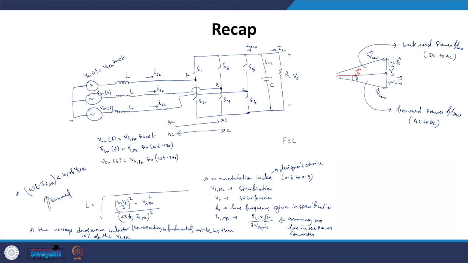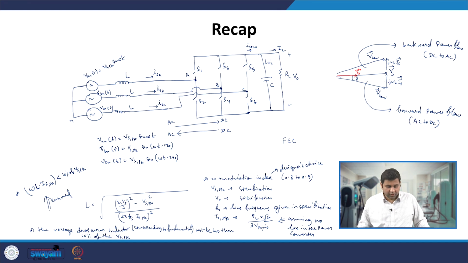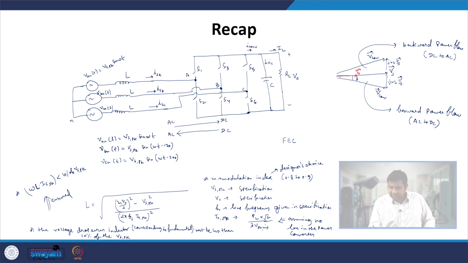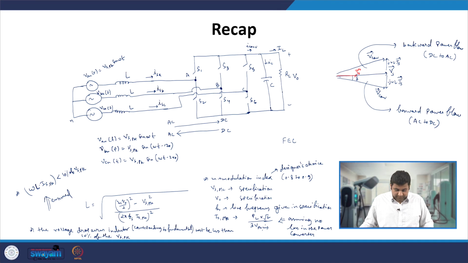Here again we have to ensure that we are maintaining a constant output voltage, or regulating the output voltage at V naught, while drawing the current from the source at unity power factor. So, that is why we have kept this Is phasor and Vs phasor in the same phase. There is no phase angle between them.